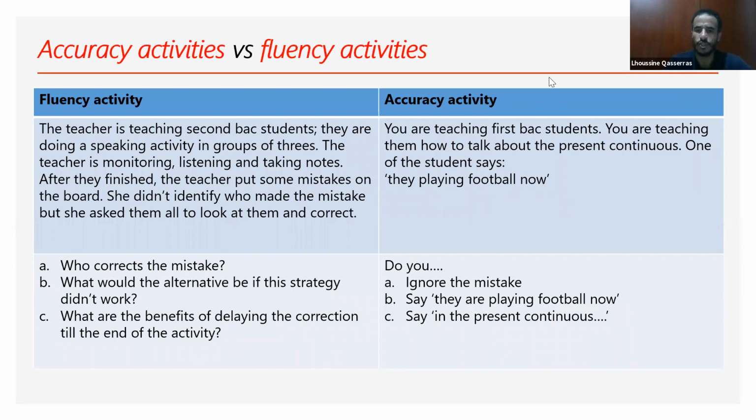Accuracy activity. Do you ignore? So look, this is a mistake. They playing football now. A, ignore the mistake. B, say they are playing football now, or C, you say in the present continuous. So which would you choose, A, B, or C?